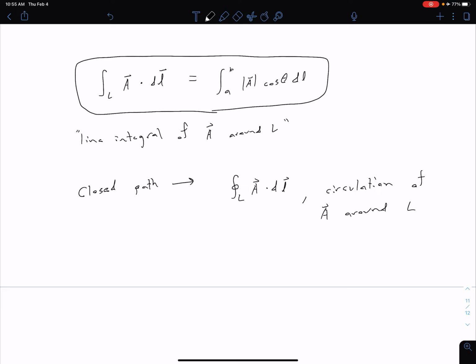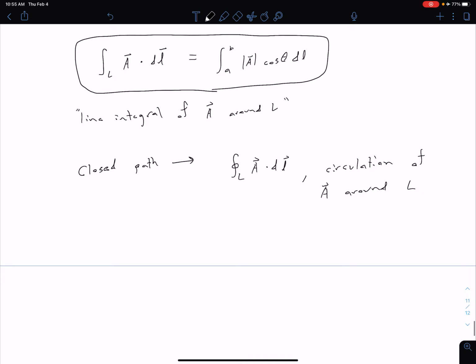One other thing in terms of terminology is in the textbook, you'll see a lot of different terms to describe the same thing. You'll see line, you'll see curve, and you'll see contour. And in the textbook, all three of these things are used interchangeably to describe some path along a curve in space.